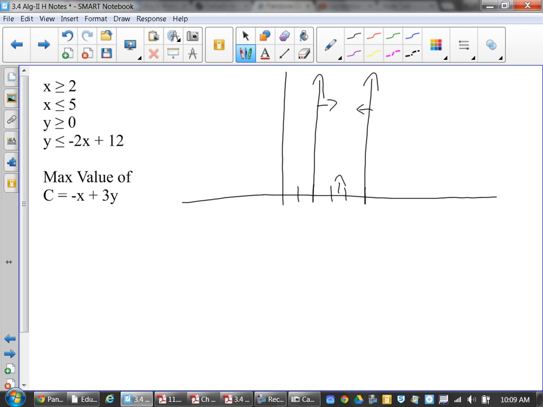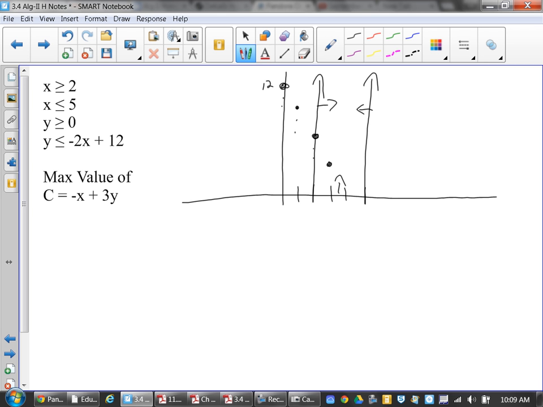Most of the constraint problems that we deal with are going to be less than or equal to, greater than or equal to. It's very rare we have just a dotted one in there. Now it's just a matter of plotting y equals negative 2x plus 12. That's slope-intercept form. Where's your y-intercept? 12. So we go down to the right 1, down to the right 1, down to the right 1.